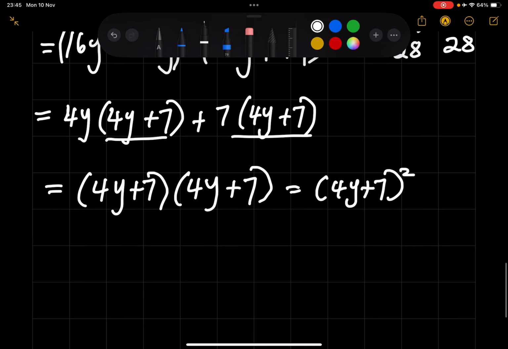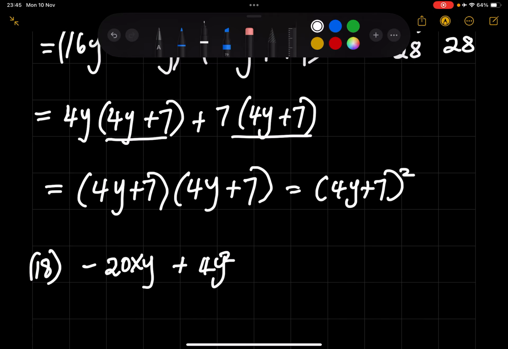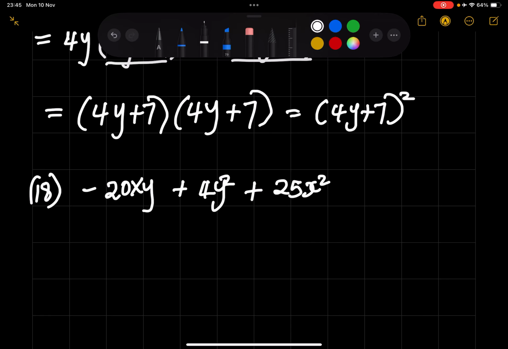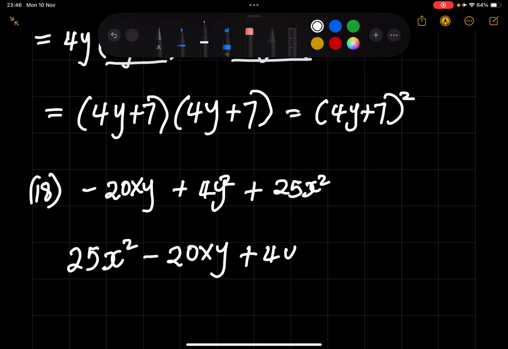Now let's go and do 18. On 18, we have negative 20xy plus 4y squared plus 25x squared. We need to rearrange this because we need a square first. So I'll start with 25x squared minus 20xy plus 4y squared.